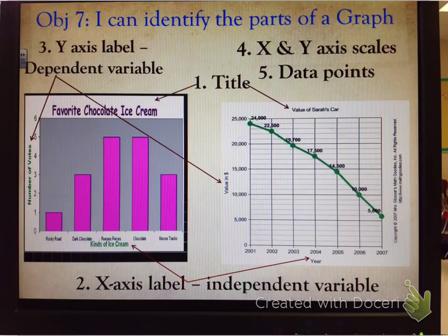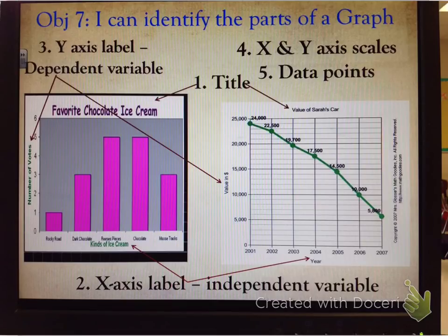The third thing, we looked for the x-axis labeled, now we have to find that the y-axis is labeled. The y-axis is the axis that goes up and down. This is where you're always going to find your dependent variable. So this is the thing that's going to depend on you changing the independent variable. For example, with favorite ice cream, it has kinds of ice cream, Reese's Pieces, chocolate, Moose Tracks, and then we have the number of votes that let us know how many people voted for those specific kinds of ice creams.